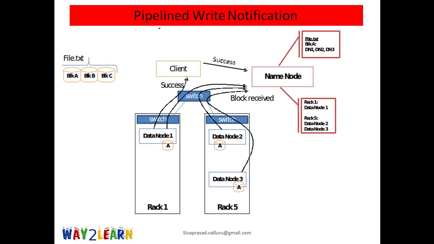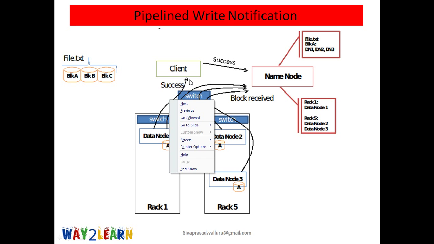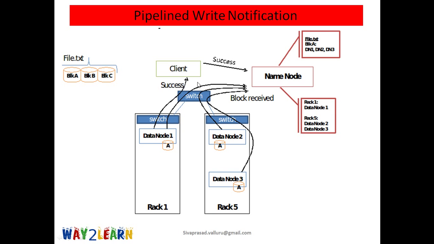Then asynchronously, data node 1 is responsible to write data to data node 2. Data node 2 is responsible to write to 3, and once writes are successful, these data nodes will send acknowledgement to the name node as part of their heartbeats. Okay, that's how the write notification occurs.